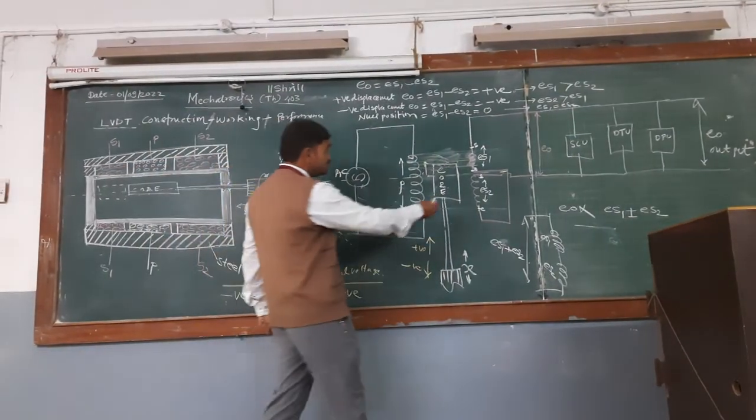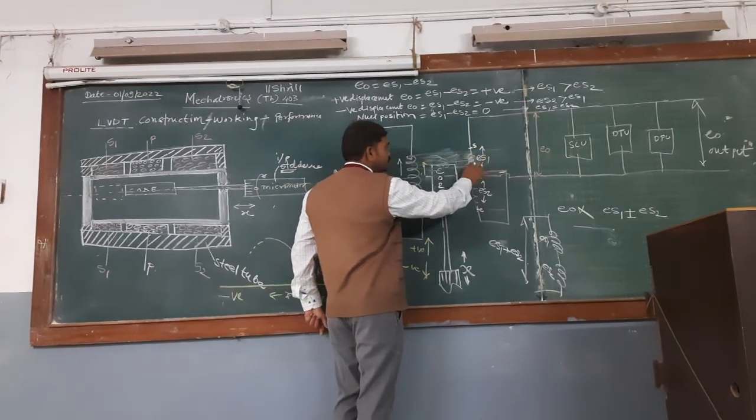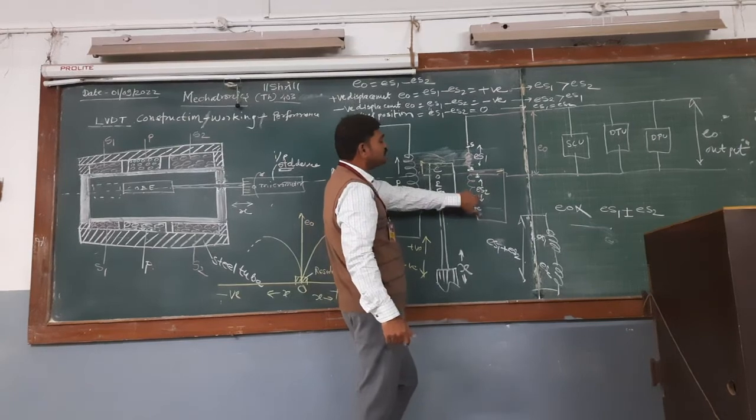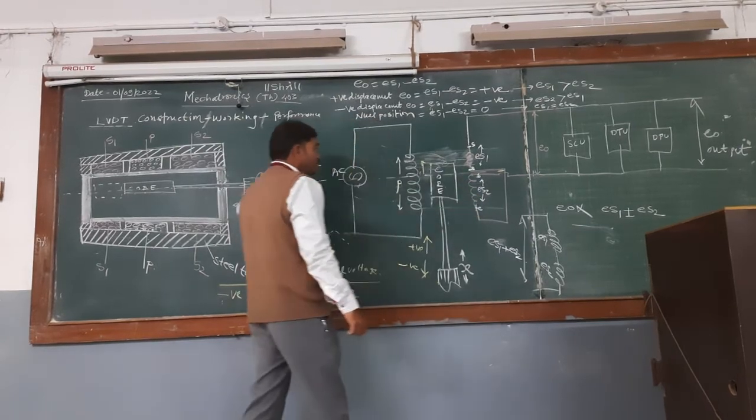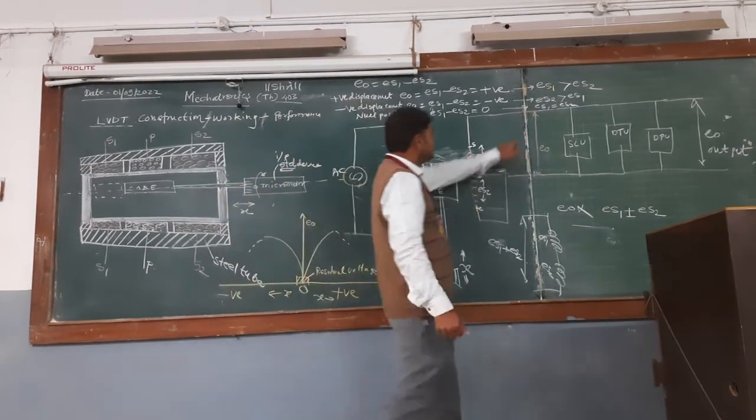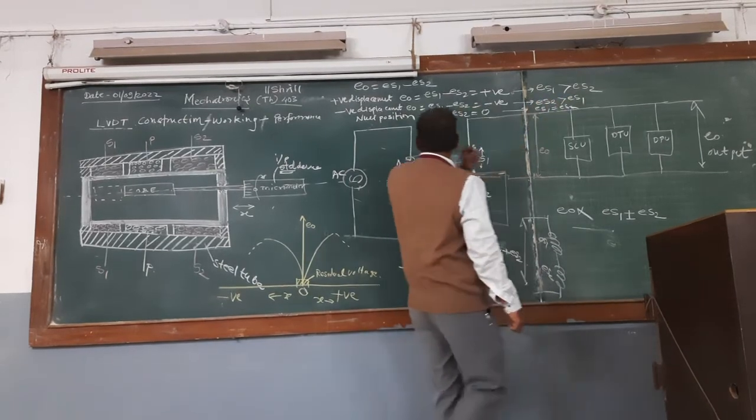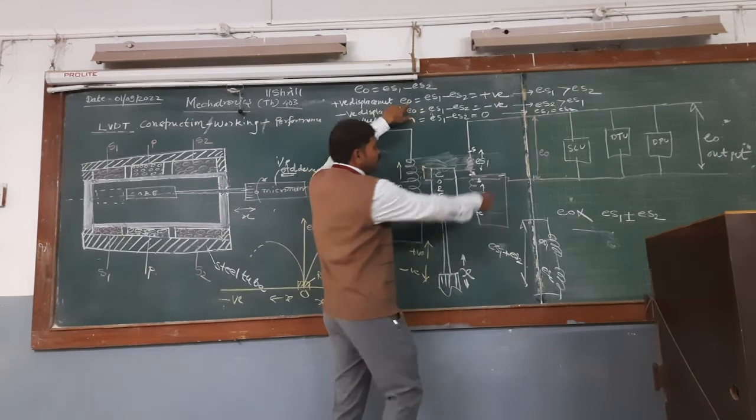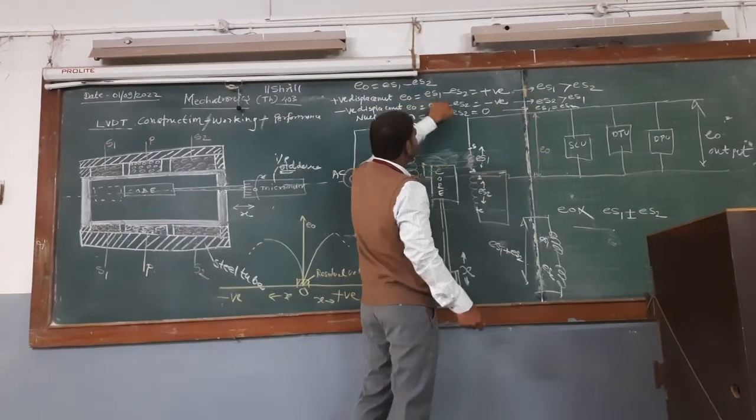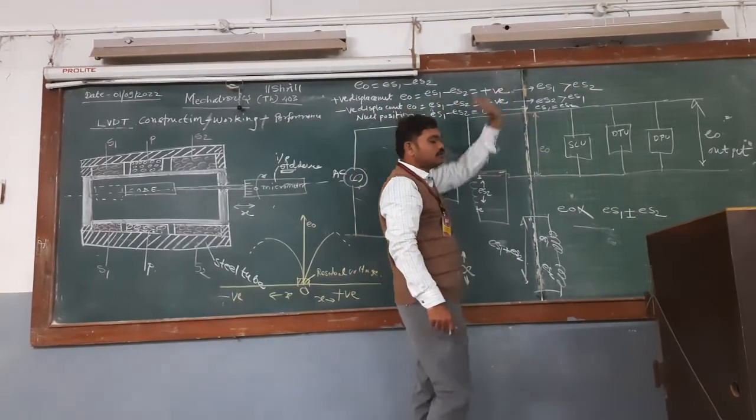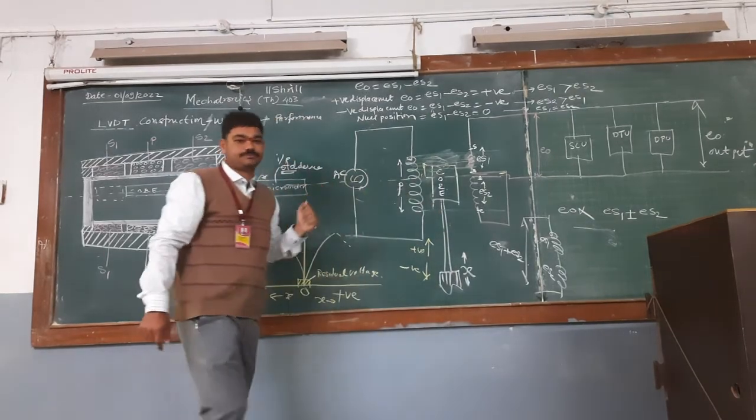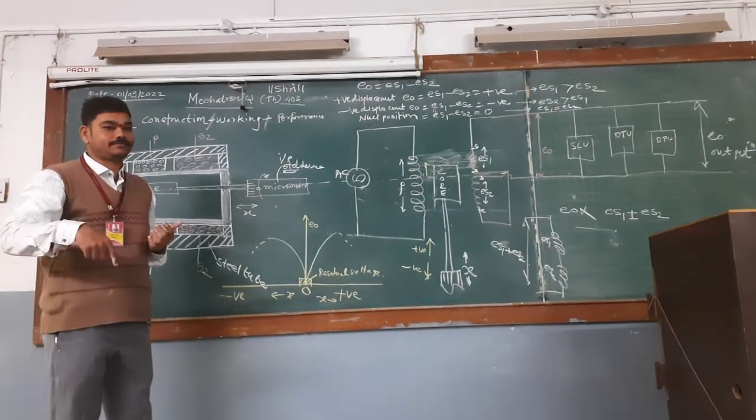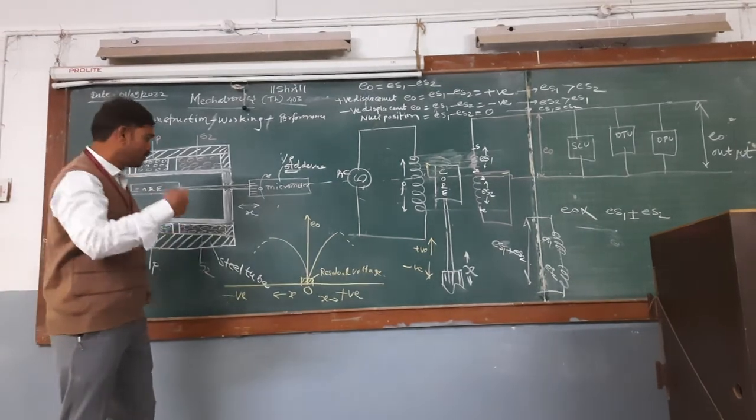ES1 stands for the electromotive force induced in secondary 1, which is greater than the electromotive force induced in secondary 2. As ES1 is greater than ES2, and as this is a differential transformer, we get the equation output E0 equal to ES1 minus ES2. The net output is positive for positive movement. Get it? That means forward movement.